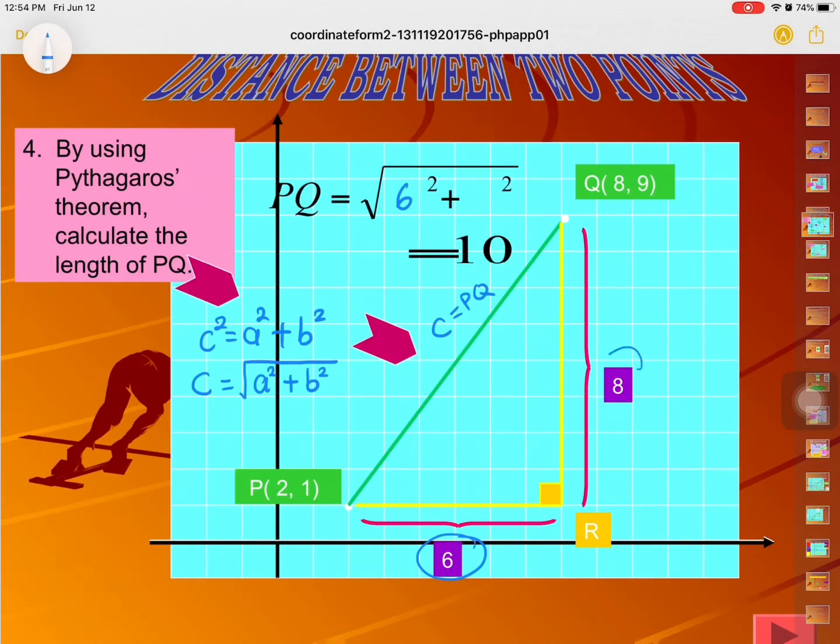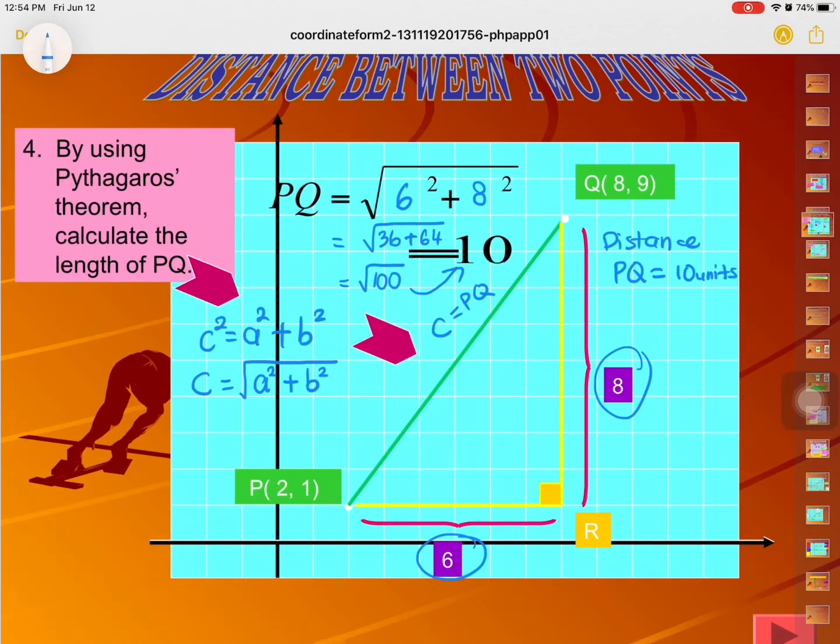So the B square is our 8 square. If you square it, 6 square is equal to 36, plus 64. This equals square root of 100, and square root of 100 is equal to 10. So we can say that the distance of PQ is equal to 10 units.